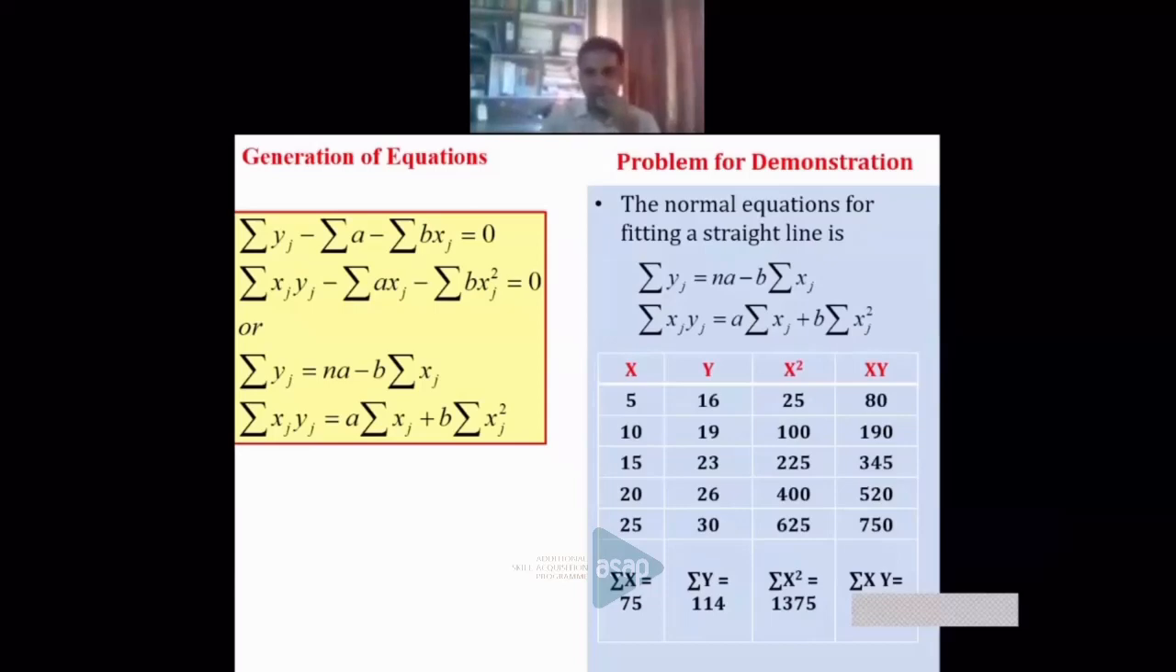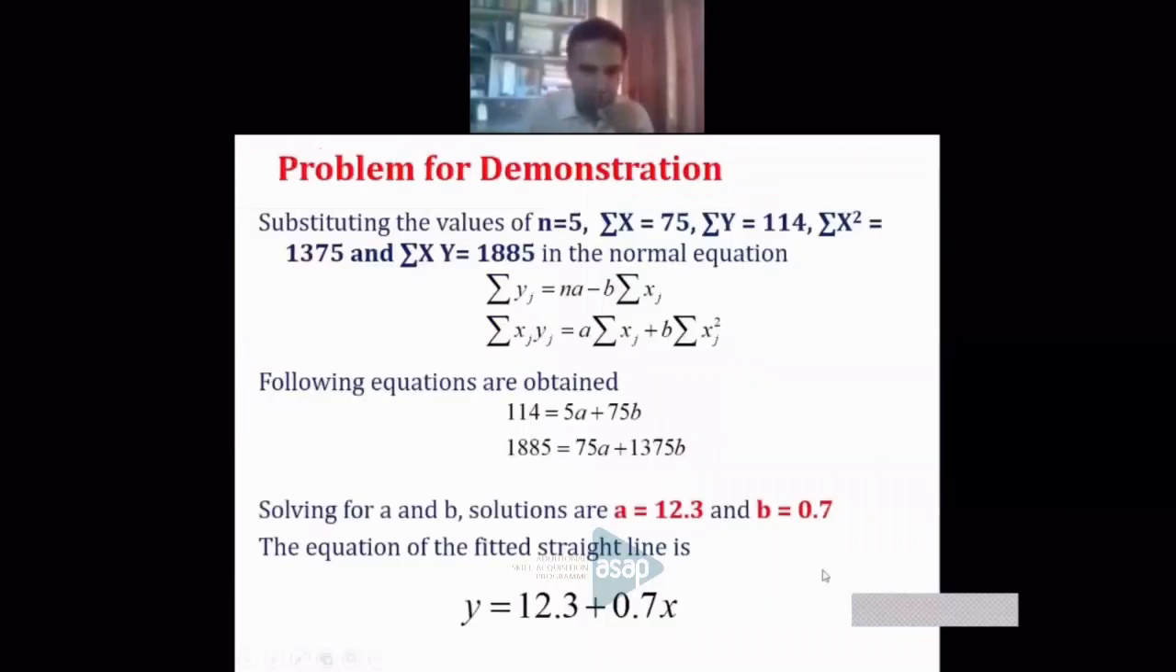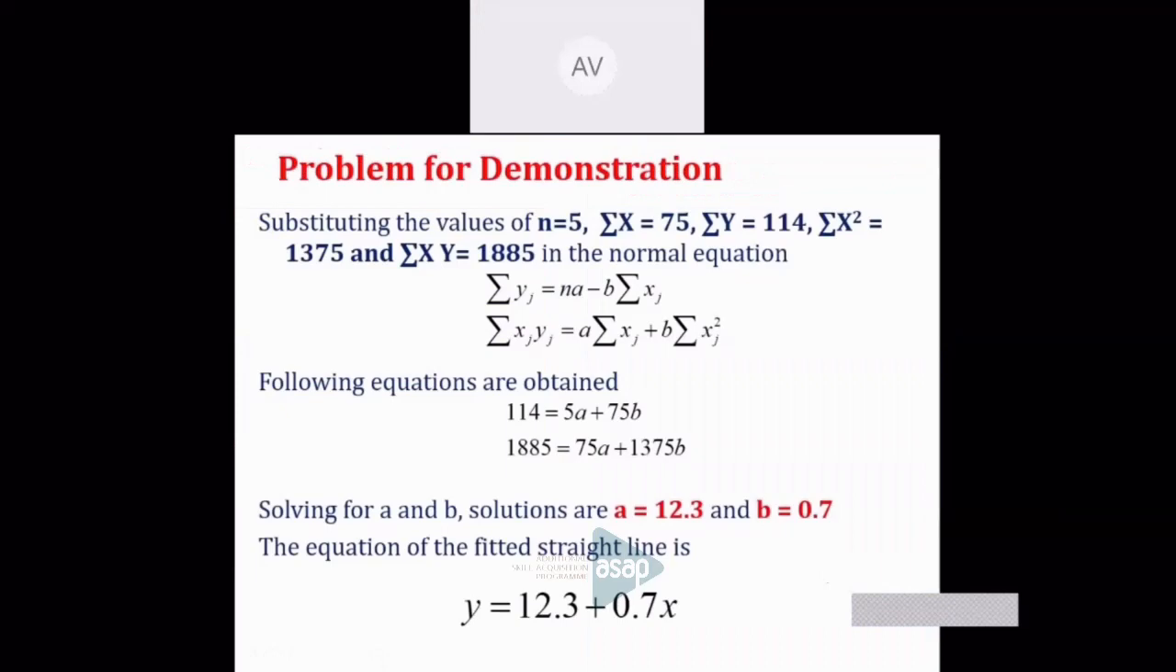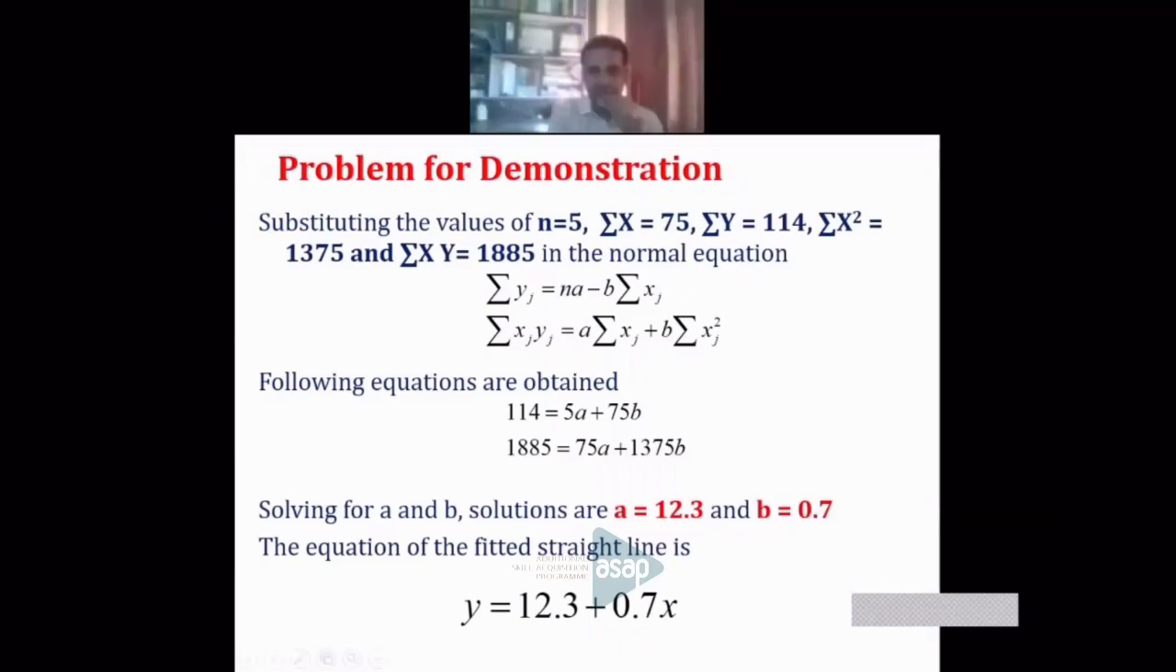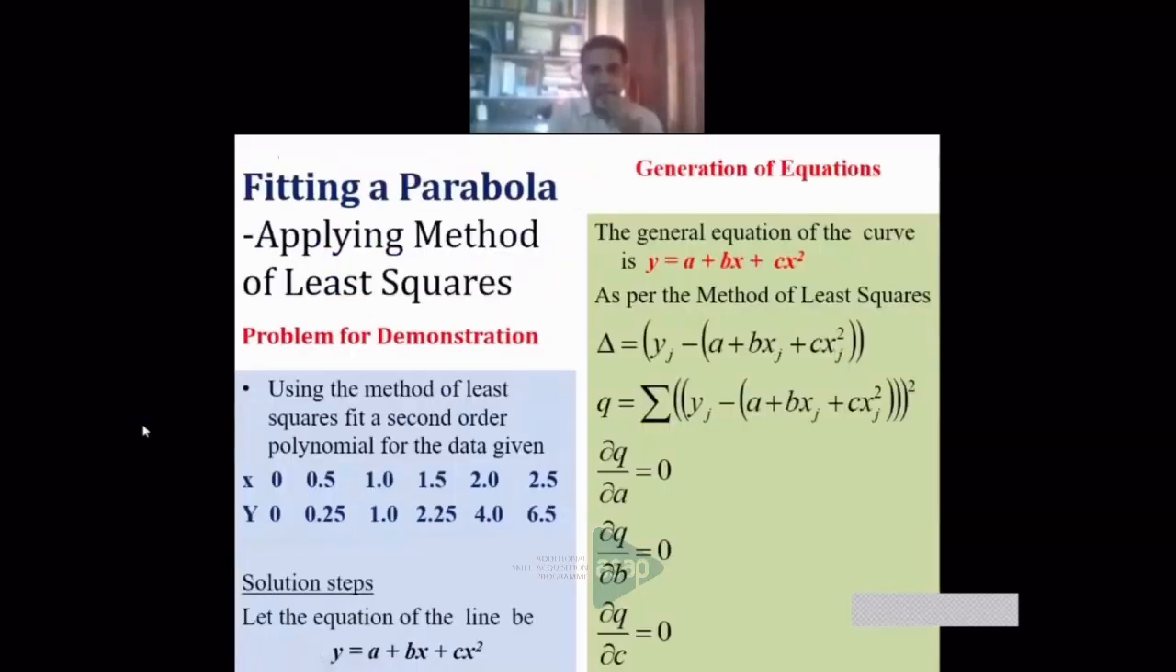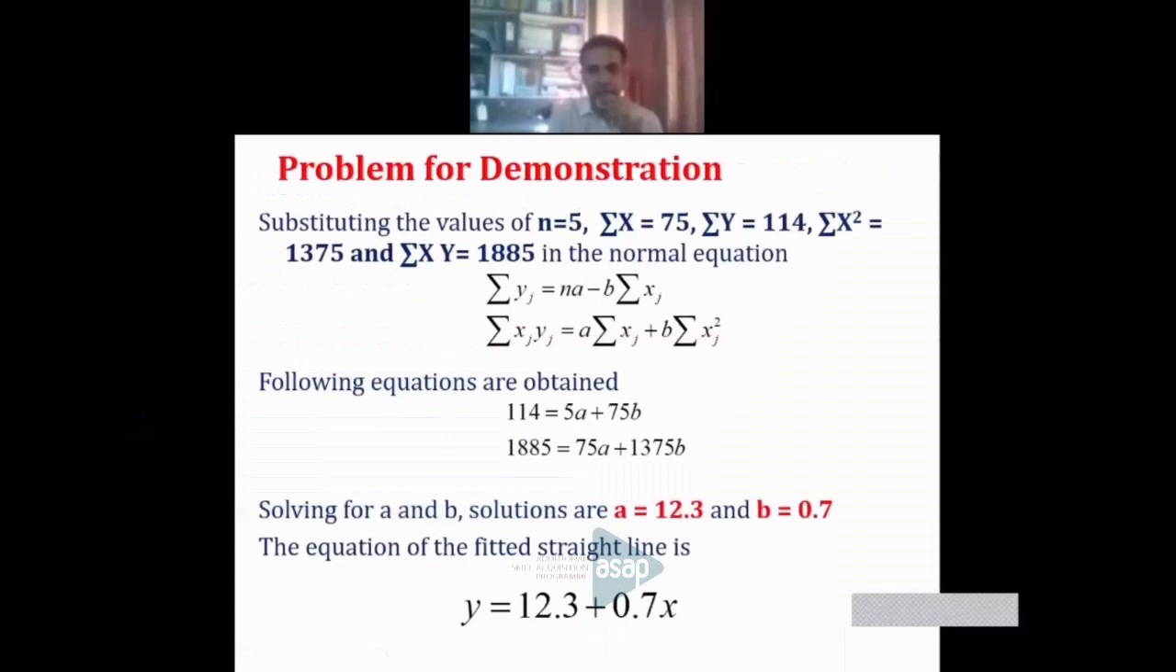Next slide, please. Yeah. So you see the next slide. You see that n is equal to 5. Sigma values of x squared, all these are getting substituted into this. When you substitute into this, these are the equations that you need to solve.